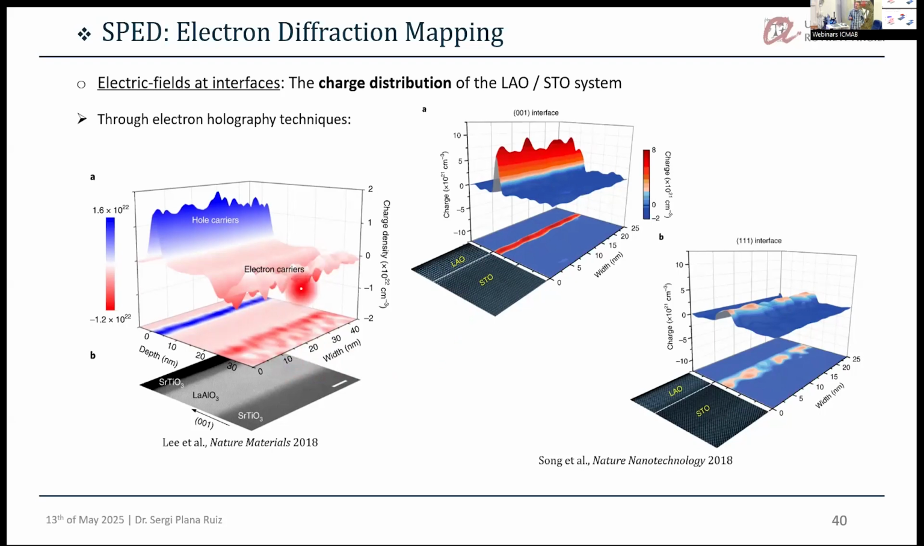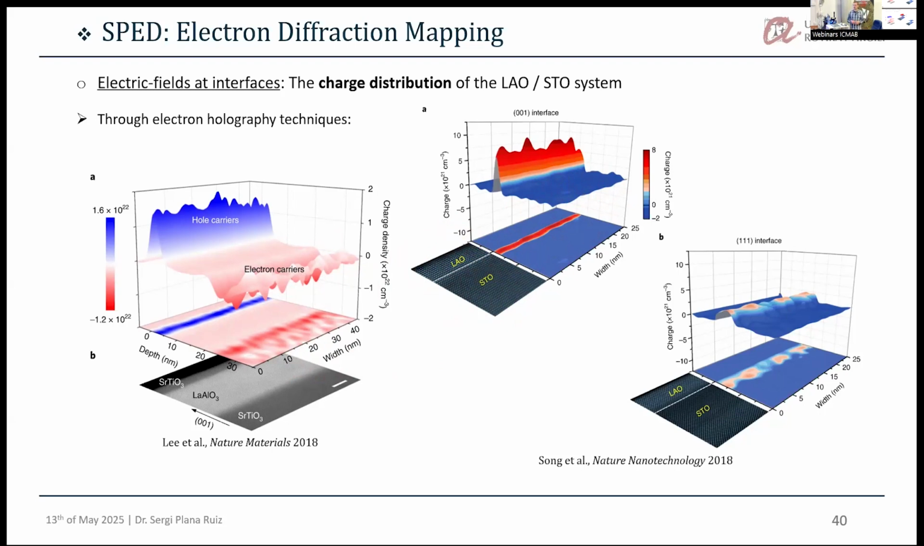So we could see that here, for example, in the LAO STO interface, we have an accumulation of charge along the STO area. This is because you have 2 different materials that have a different work function, so the energy bands need to be adapted. So there is this electrostatic mismatch that creates the possibility to have this charge distribution at the interface.